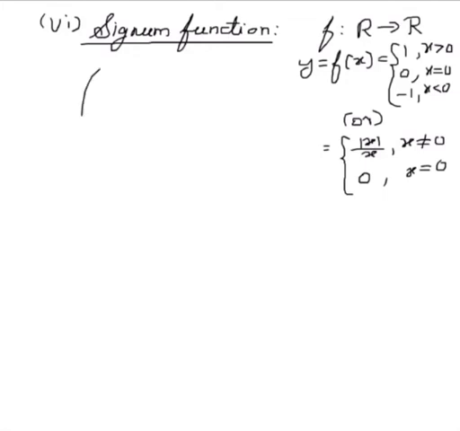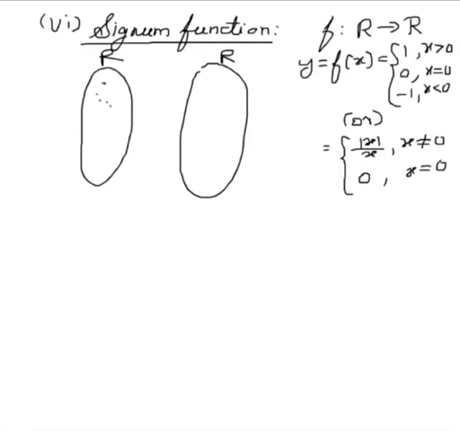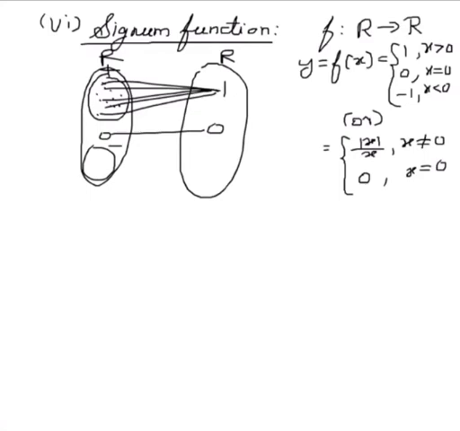Now let us see the arrow diagram for Signum function. For all positive real values, how many positive real values are there? Infinitely many. For all positive real values, the answer is plus 1. For 0, the answer is 0. And for all negative real values, how many negative real values are there? Infinitely many. For all these values, the image is minus 1.